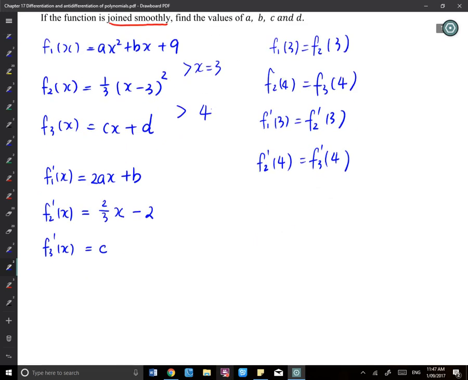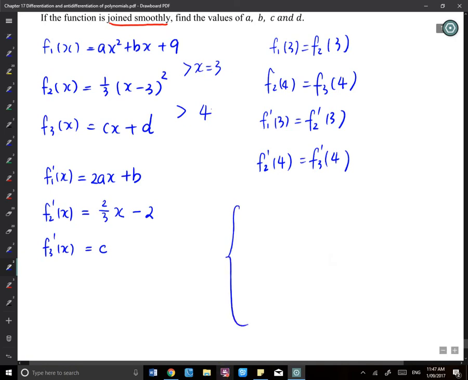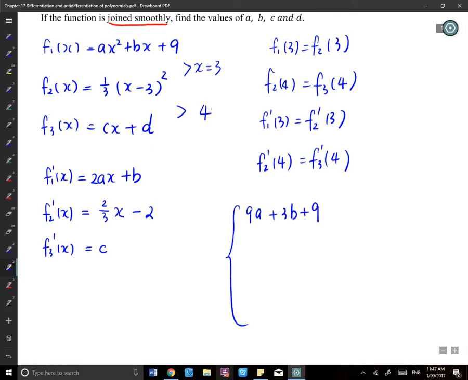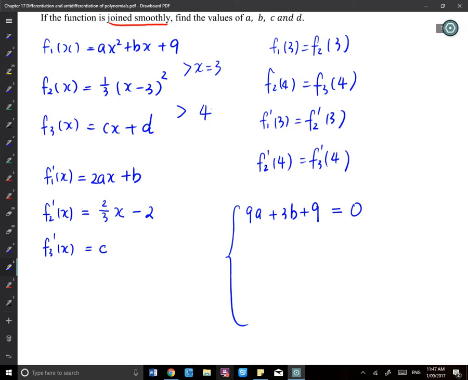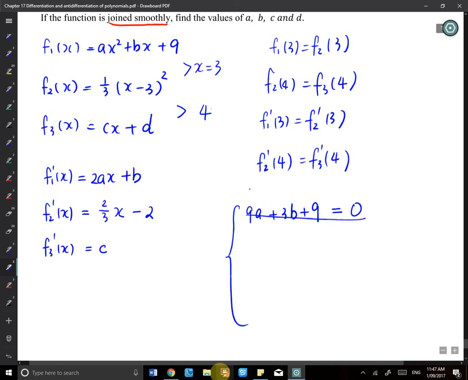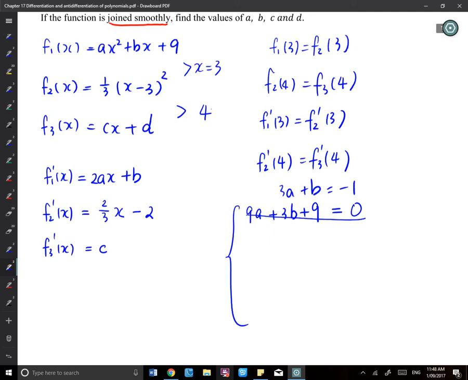So for the first one, f1(3) is 9a plus 3b plus 9. That's f1(3), right? 9a plus 3b plus 9 equals, when you put 3 into function 2, 0. I can change that into 3a plus b plus 3 equals 0, or 3a plus b equals negative 3. Just divide everything by 3 and move the constant to the other side.